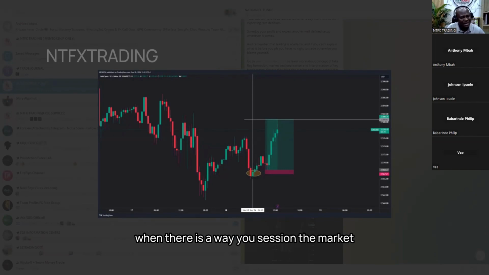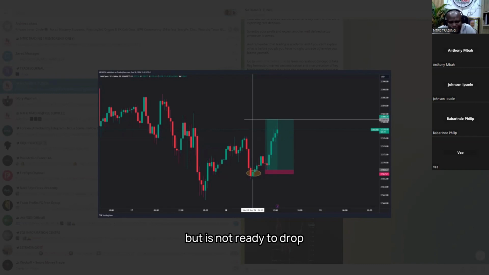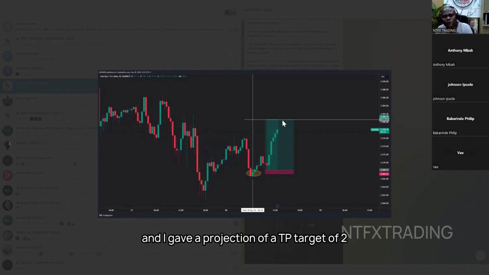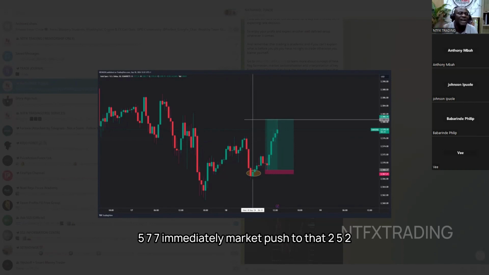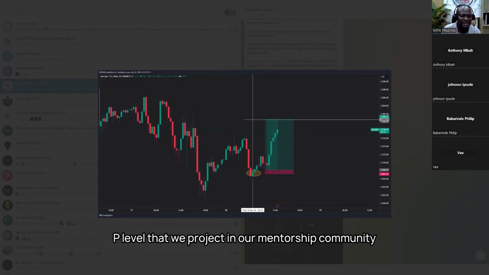It's the way you section the market, so that even if the market is overall bearish, the portion that is operating at the moment can tell you that the bearishness is there, but it's not ready to drop. Then you can still capitalize on the buy. And then there is the way you gauge where the buy will get to before it will turn. That's how I gauged this one, and I gave a projection of a TP target of 2580. And immediately I said people should close at 2577. Immediately the market pushed to 2580, which was the sacrosanct TP level that we projected in our mentorship community.